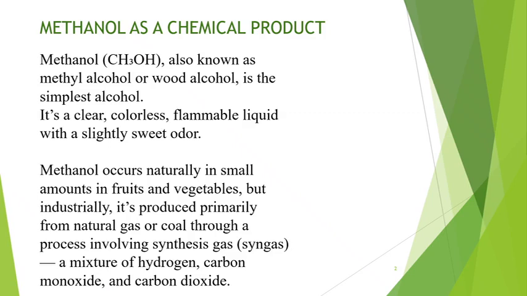Methanol occurs naturally in small amounts in fruits and vegetables, but industrially is produced primarily from natural gas or coal through a process involving synthesis gas, which is commonly called syngas, a mixture of hydrogen, carbon monoxide, and carbon dioxide.